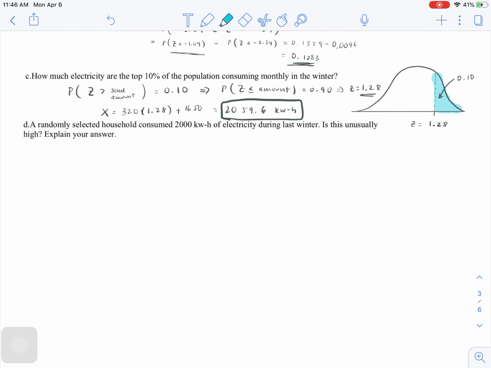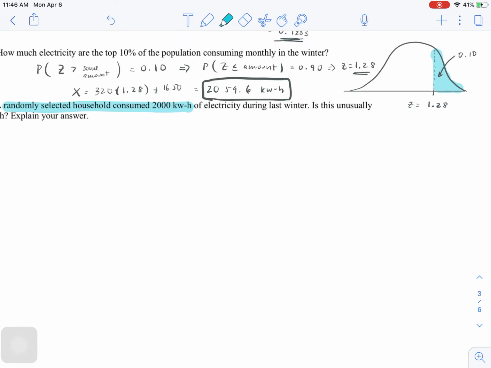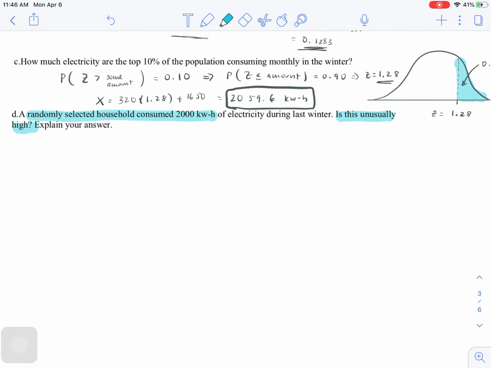Part D. We're given that a randomly selected household consumed 2,000 kilowatt hours of energy, and we want to figure out, is this unusually high? One way we can do this is to use the empirical rule. Remember that the empirical rule says that 68% of our data, if we have a normal distribution, lies within one standard deviation of the mean.